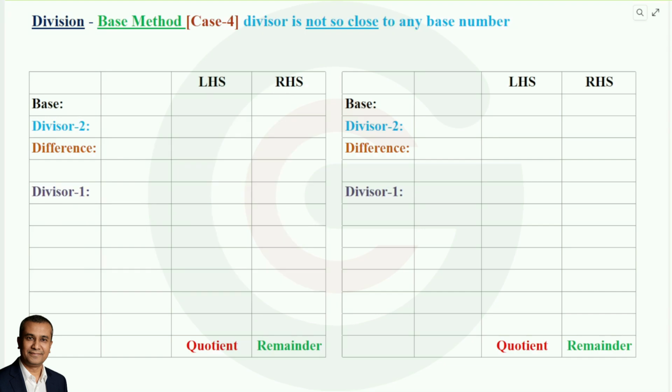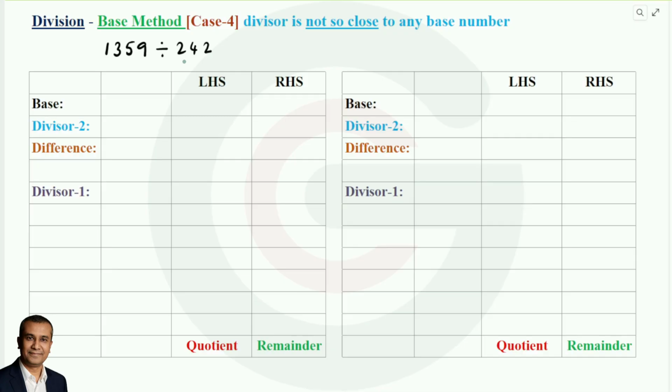Now let's discuss case number 4, where divisor is not so close to any base. For example, I need to divide 1359 with 242. Here you can see that this 242 is not close to any of the base. 242 is far from 1000 and it is close to 100 but not so close. In that case, we have to multiply this divisor 242 with a suitable number so that we can make it closer to the base number.